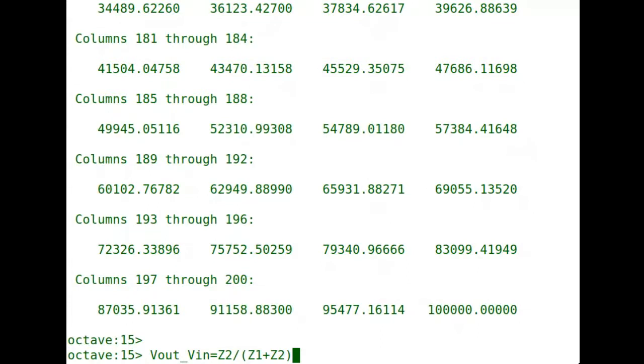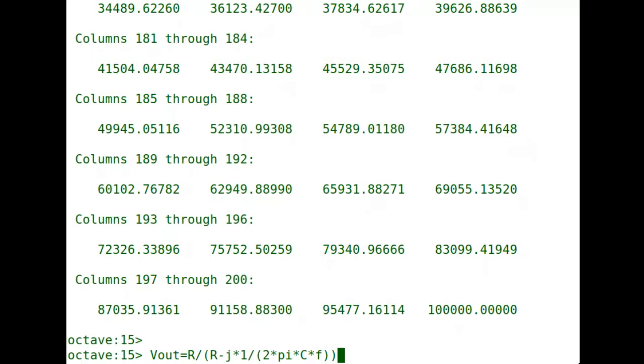But I know that for V out, Z2 is simply R, right? And then Z1 plus Z2 is R minus j times 1 divided by 2 times pi times the capacitance C times my frequency. Okay, and this will give me these values.